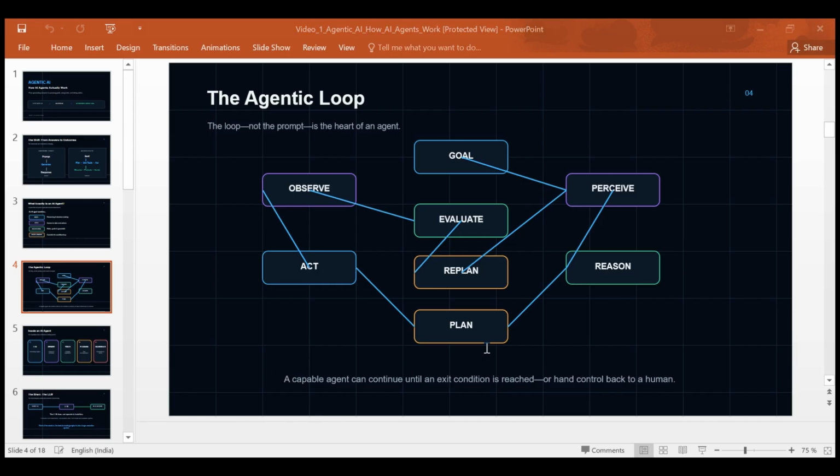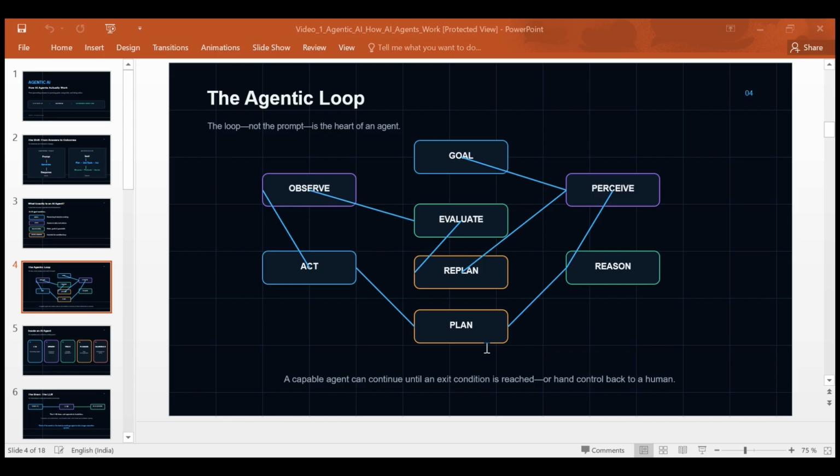So now let's understand what is the agentic loop. The defining characteristic of an agent is not simply intelligence, it is the ability to operate within a continuous decision loop. The process begins with a goal, the agent inspects the current state, reasons about what needs to happen, formulates a plan, and takes an action through one or more tools. Then comes the critical step, that is observation.